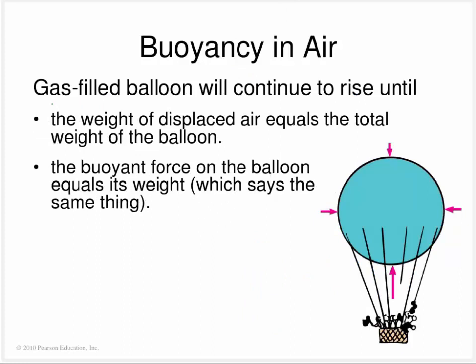So take, for example, a gas-filled hot air balloon. It's going to experience a buoyant force, right? There's going to be less force here than there is right here. So there's going to be a net buoyant force in the upwards direction. And the balloon is going to rise and rise up until the point where the weight of the displaced air is equal to the weight of the balloon.